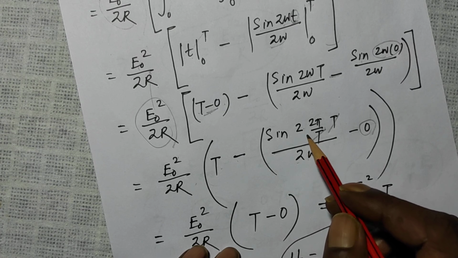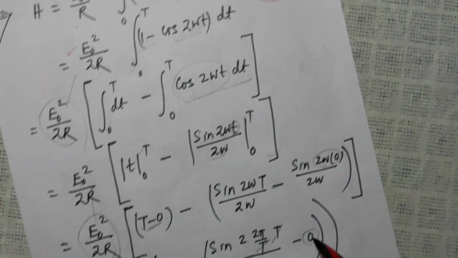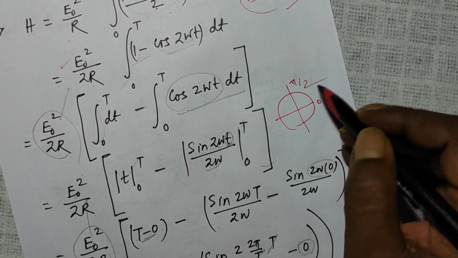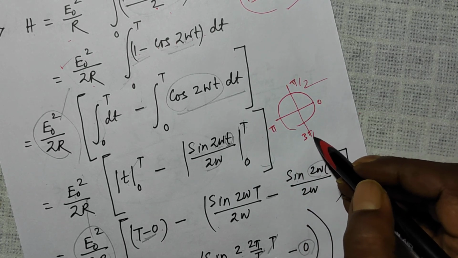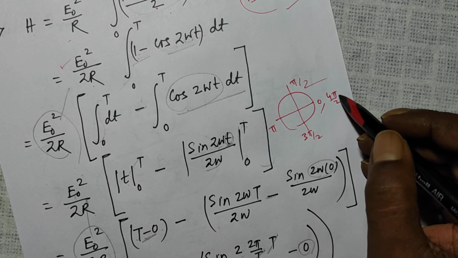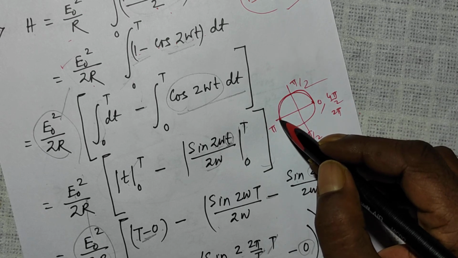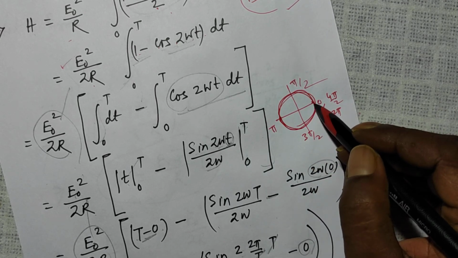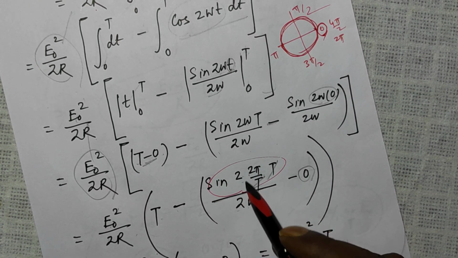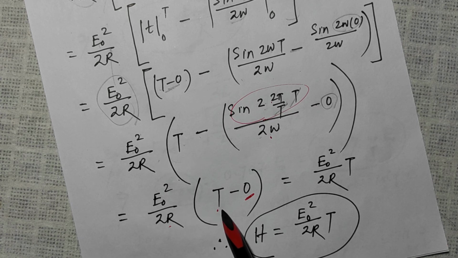by 2 omega. And sine 4 pi is how much? Sine 4 pi is 0. Look. This is your 0, this is your pi by 2, this is your pi, this is 3 pi by 2, this is 4 pi by 2, that is the same thing as 2 pi. So here sine is 0, here sine is 0: pi, 2 pi, 3 pi, 4 pi. So sine 4 pi is the same thing as sine 0, which is 0. So this factor becomes 0, 0 by something is equal to 0. So 0 minus 0 is equal to 0. So I am left with only capital T.